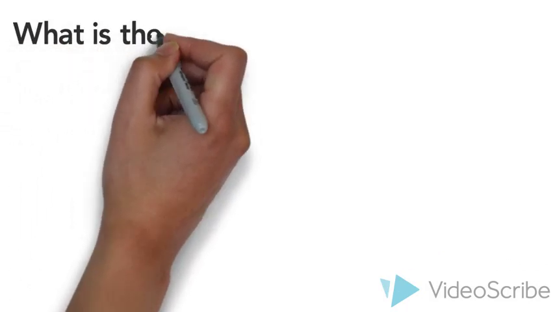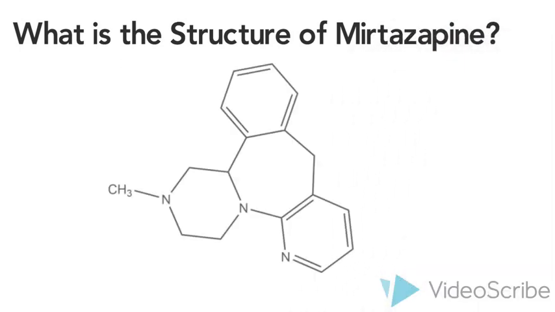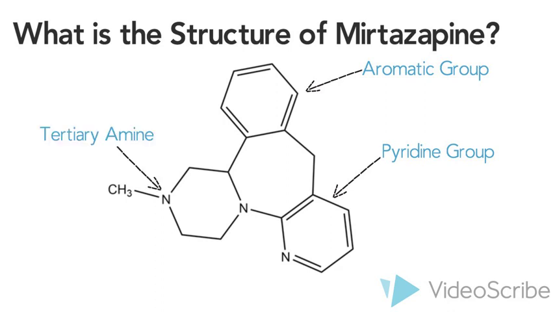Now let's talk about the structure of mirtazapine. As you can see, there is an aromatic group and a pyridine group. But wait, is that a tertiary amine there? Yeah, it is. Mirtazapine also obeys Lipinski's rule of 5. It has a molecular weight of 265.35 and a log P of 2.9 to 3.29 depending on experimental properties. There are also no hydrogen donors and 3 hydrogen acceptors. So, where are these hydrogen acceptors? They're on the 3 nitrogens shown.